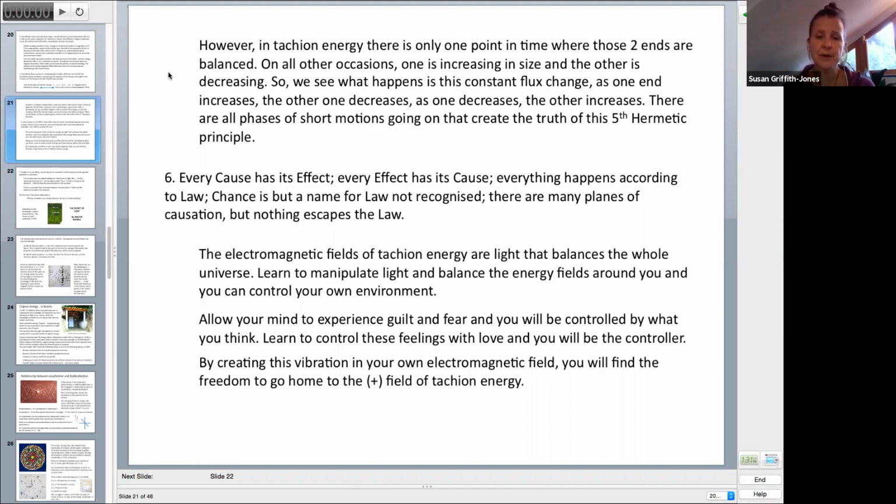Allow your mind to experience guilt and fear, and you will be controlled by what you think. Learn to control these feelings with love, and you will be the controller. This is very important. This is like the difference, I think, between the black path and the white path. So it is very important to have these feelings of love, compassion, these qualities of the light, and then you can become the controller of the whole situation. By creating this vibration in your own electromagnetic field, you will find the freedom to go home to the positive field of tachyon energy.